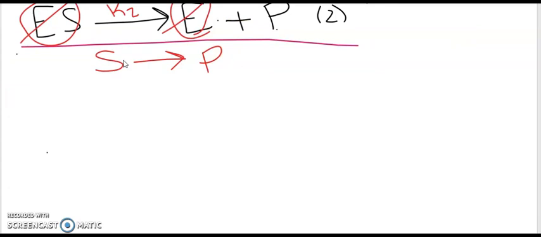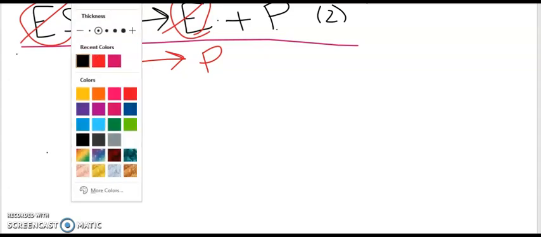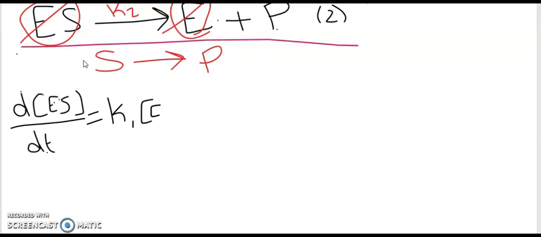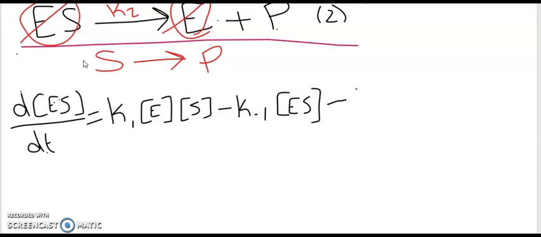And we write this as the instantaneous rate of change, which is dES over dt equals K1 times E times S, minus K minus 1 times ES, minus K2 times ES complex, and all that equals 0.